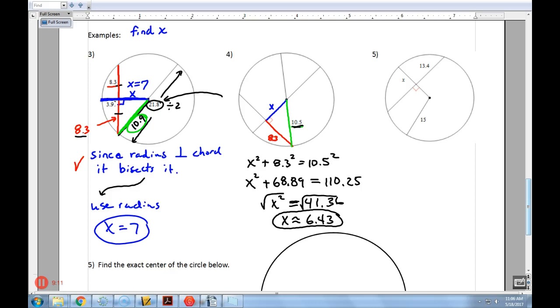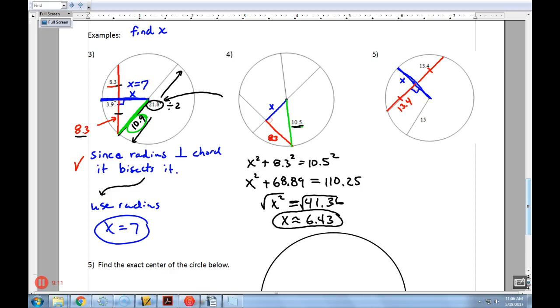Looking over here at number 5, so actually the x, or the piece that I want, is right here, and I do see that this radius right there is perpendicular, so that tells me that this side, which is 13.4, must equal this side, so I can write in my own 13.4. And I need to find x.